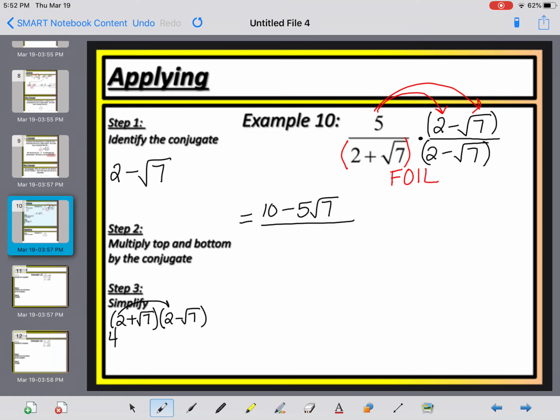So 2 times 2 is 4. 2 times negative square root of 7. Okay. Square root of 7 times positive 2. And then positive square root of 7 times negative square root of 7. Multiply those outside. So a positive times a negative is a negative. And square root of 7 times itself is just a 7. So let's put these terms back in here.